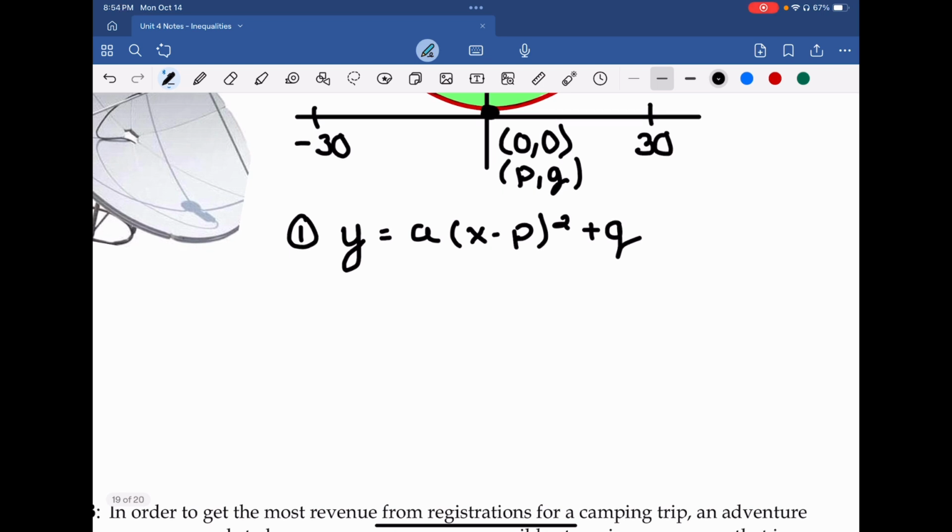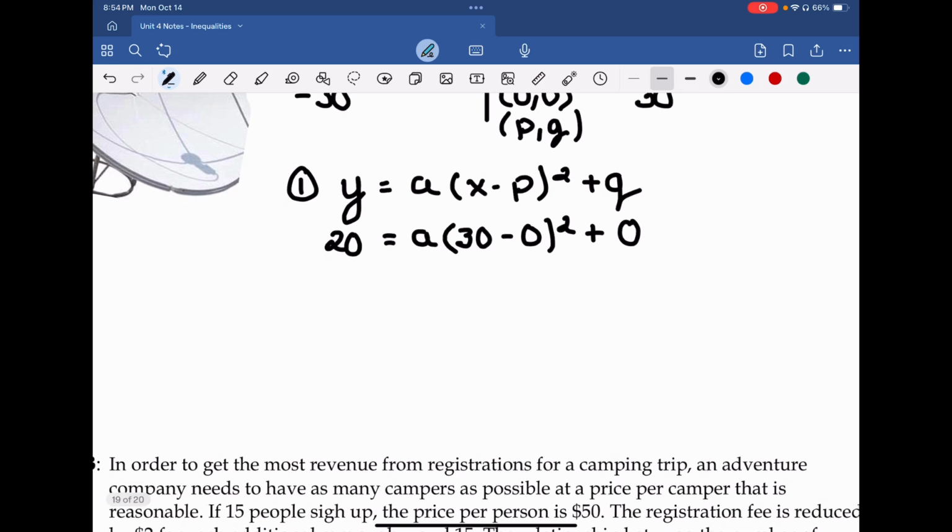My y value is going to be 20, which is equal to a times x, which is not 0 but 30, because we're looking at that x value on the right, and then minus p, which is 0, all squared. Q, it's centered at the origin, so we don't go up or down from here. Now, this is going to give us 20 is equal to a times 30 squared.